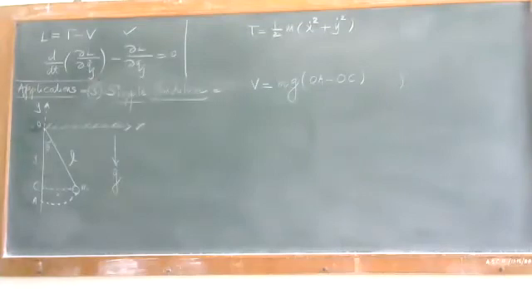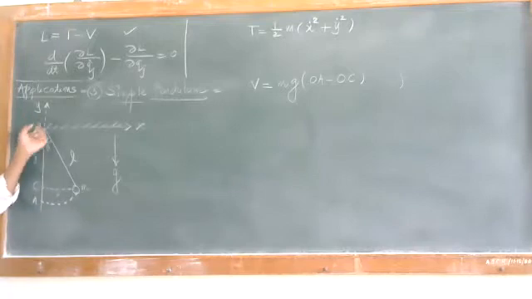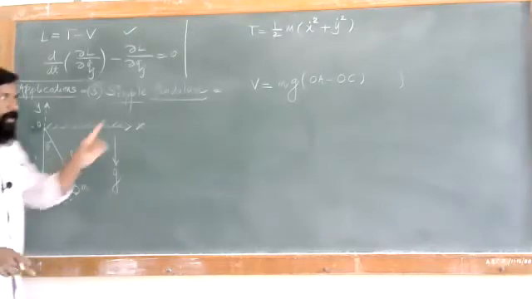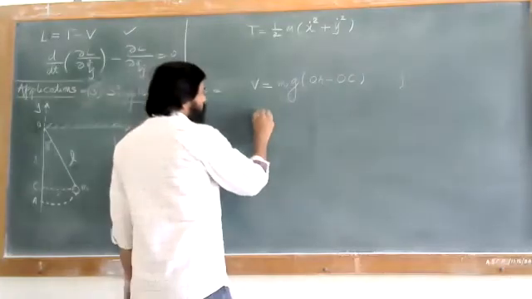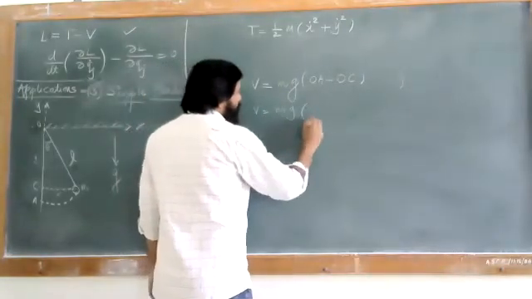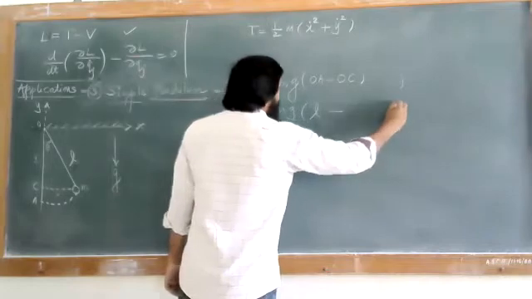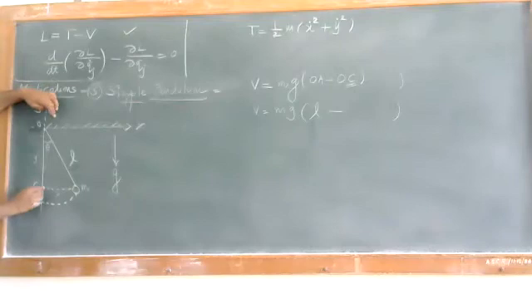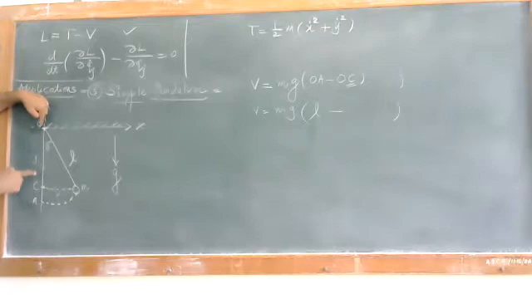Now, look at the diagram. What is the value of your OA? The value of OA, as this pendulum comes to this position when theta is equal to 0 angle, is equal to L. So we have V is equal to mg into OA, which is nothing but L, minus, we have to find out the value of this OC. What is OC? OC is this much of distance, and it depends upon this point.